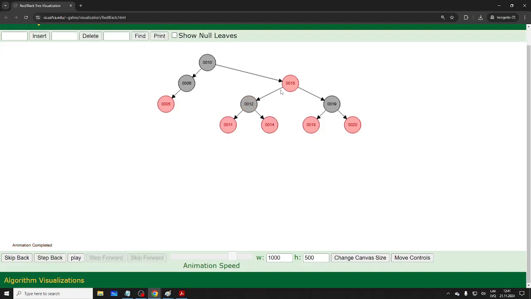And again, we keep both properties. Reds have 0 or 2 black children. That's fine. And we have an equal number of black nodes on all paths. We have 6 possible exits, but they all have the same number of black nodes in the path. 2 in this case.